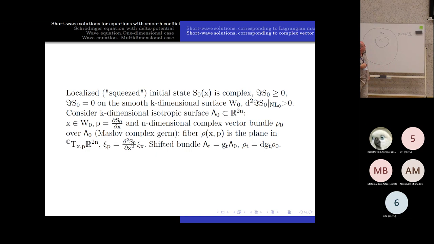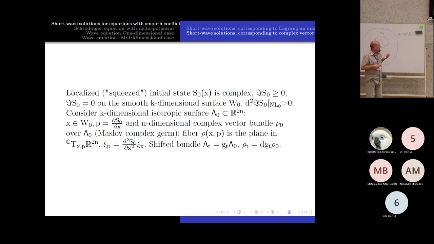The strict conditions are the following. I will suppose that this function S naught is complex valued, and the imaginary part is non-negative. And I will suppose that this imaginary part vanishes on some smooth k-dimensional surface. I will denote the surface by W naught. And here is some condition of non-degeneracy of the second differential of the imaginary part of this function S naught. So this surface W naught is somehow the asymptotic support of the initial condition. The initial function is localized in a small vicinity of this W naught.